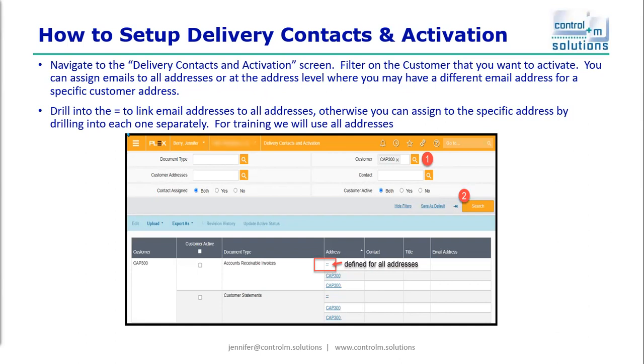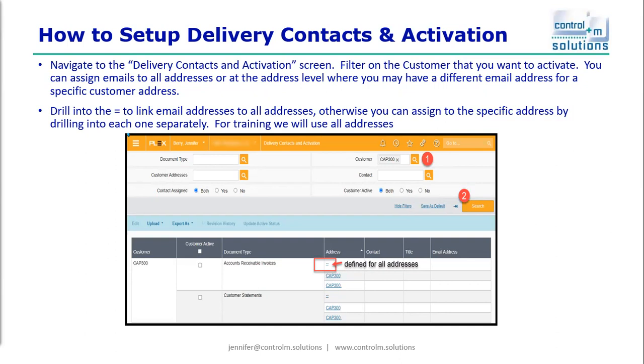So what's going to show up is, it looks like a little equal sign there. If you choose to link your contact to that record, that means that that contact will get the invoices for all of your addresses. So it's kind of like an easy way to say this is the only contact I have for all of my customer addresses.